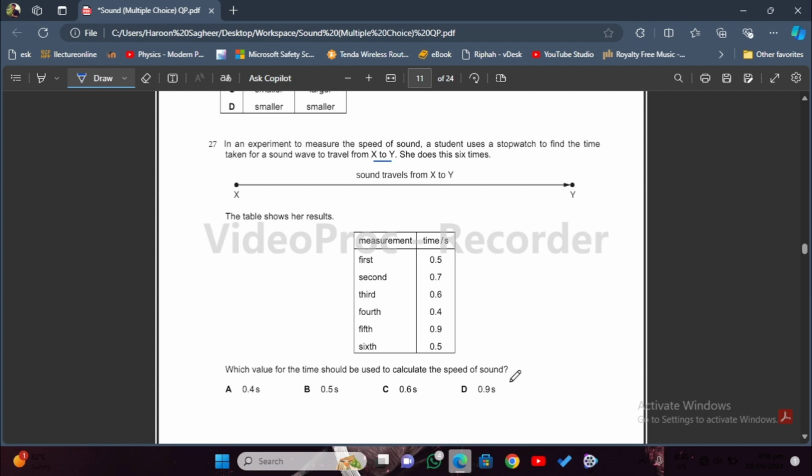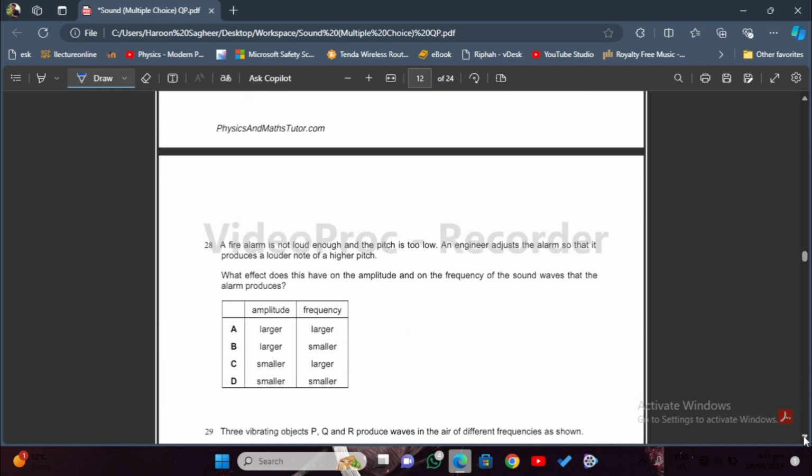That is a bit technical MCQ, because there are different values of time given here, and you should decide yourself how to do it. The very easy method: sound will not take that much time, so we should not use the first and sixth values. What we should use is 0.4, the fourth value, because sound will not take that much time to reach from X to Y. That was a logical question.